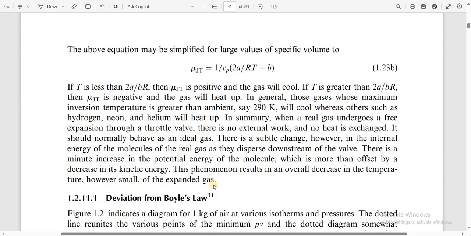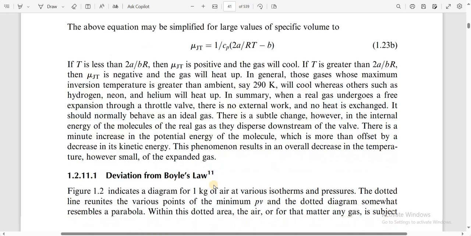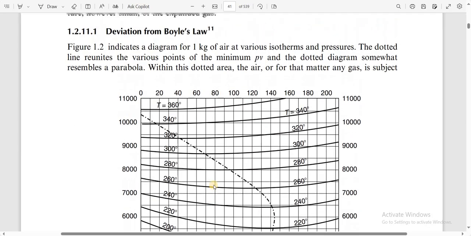Okay, so whenever this hydrogen and this gas is taken to that throttle, then the temperature is decreased. I got this from this. Okay, I don't know about you guys.